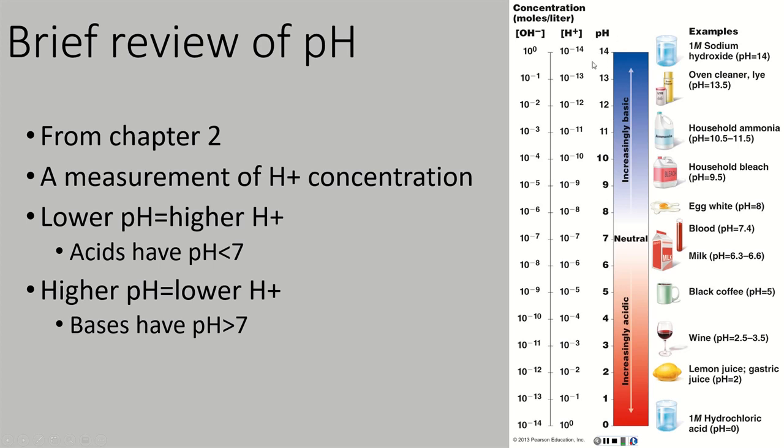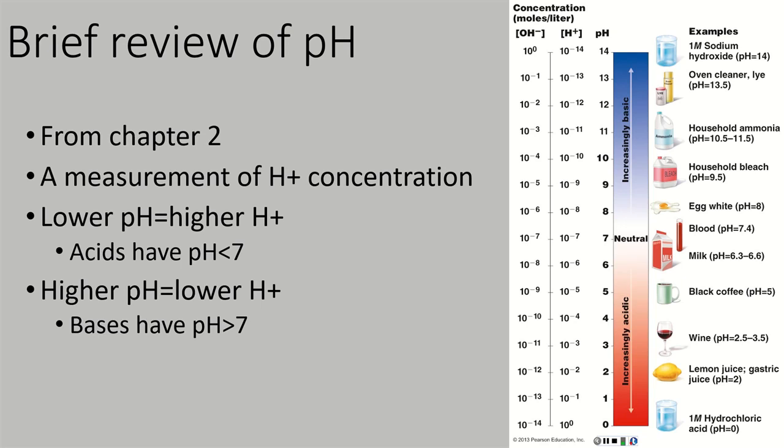And it runs up to 14. 7, right in the middle, is considered pH neutral. Acids are anything with a pH less than 7. And if it's above pH 7, we call it a base, or in this chapter, I'm going to refer to it more often as an alkaline. So base and alkaline are interchangeable. I will be using the word alkaline more often.